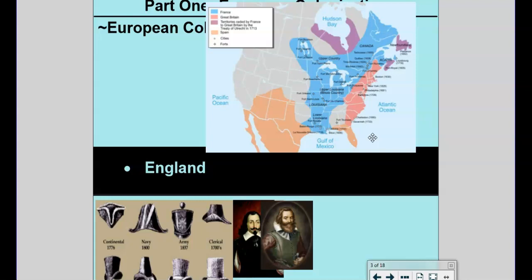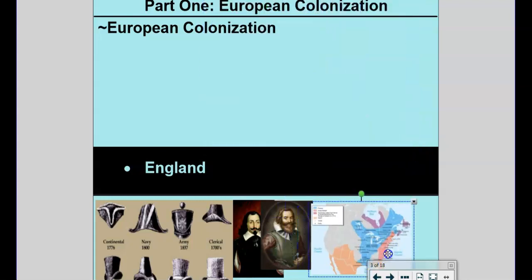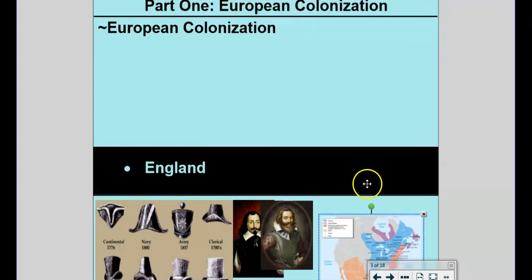So we're going to see a lot more information about the English, but that will come later. So these are our four major players: the French, the Spanish, the Dutch, and the English, and we'll get more of them as we move through.